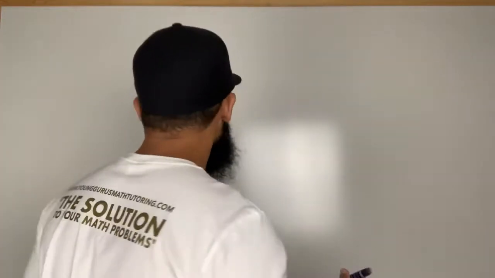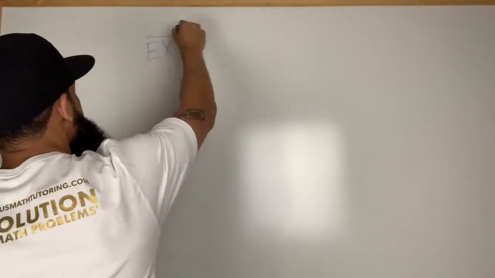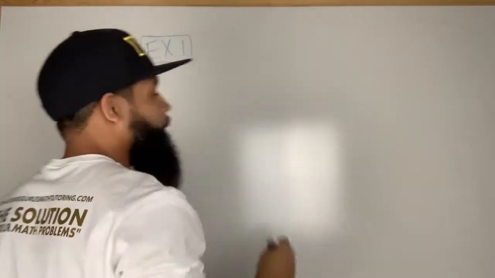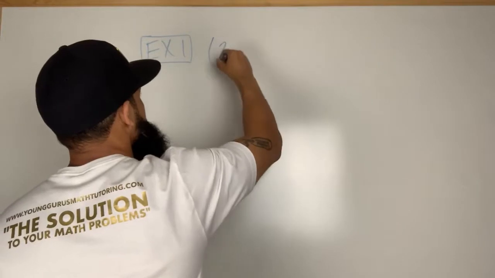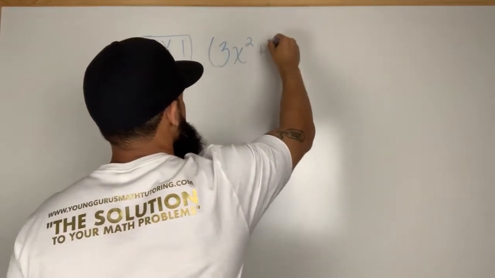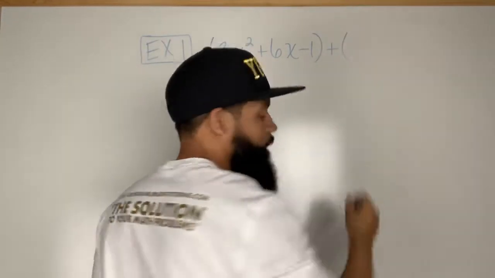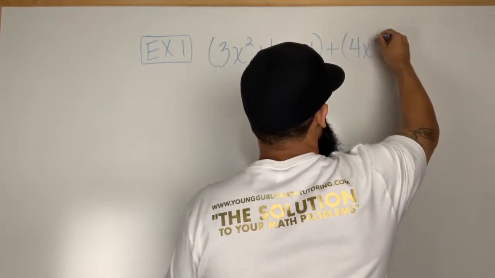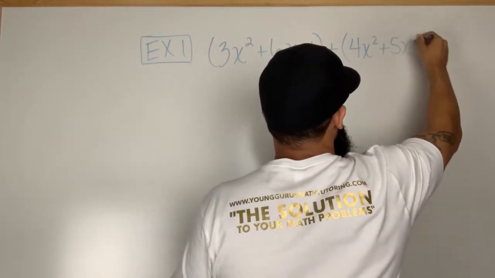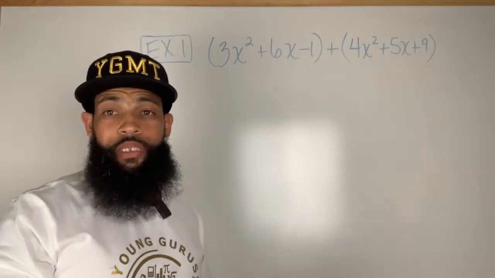Example 1. I am going to add these two, and I have 3x squared plus 6x minus 1. And I want to add to that 4x squared plus 5x plus 9. All right, so I have these two polynomials. I'm going to add them.